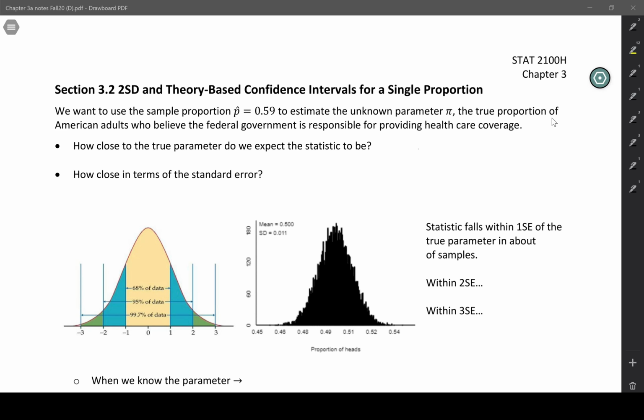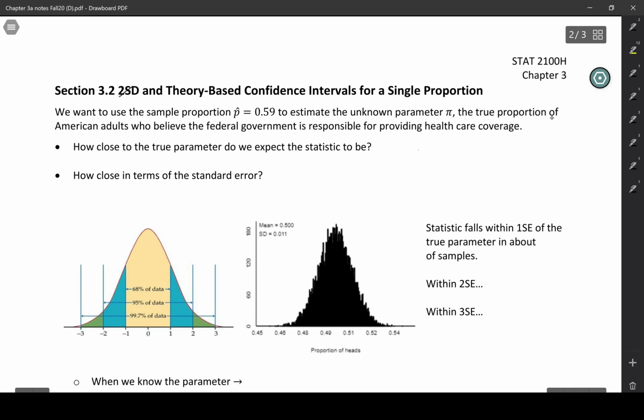Our book calls this the 2SD approach. I think that's a little bit confusing. I'm going to call it 2SE, because what we're really going to take advantage of here is the standard error. So we're looking at the same example again. We want to use the sample proportion, which was 59%, to estimate the unknown parameter pi, the true proportion of American adults who believe the federal government is responsible for providing healthcare coverage.